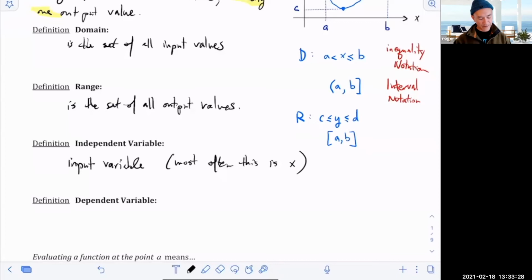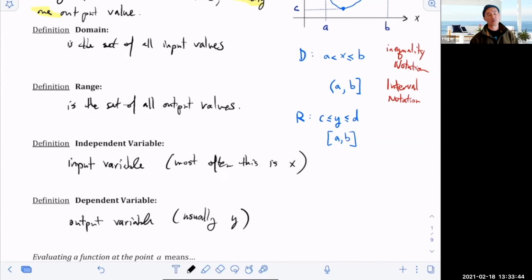And then the dependent variable is the output variable. And this is usually Y. But this is not always the case. So this is going to change around. And we're going to look at some problems where you have to kind of turn your head sideways like this. And we're going to pretend that Y is the independent variable and X is the dependent variable.